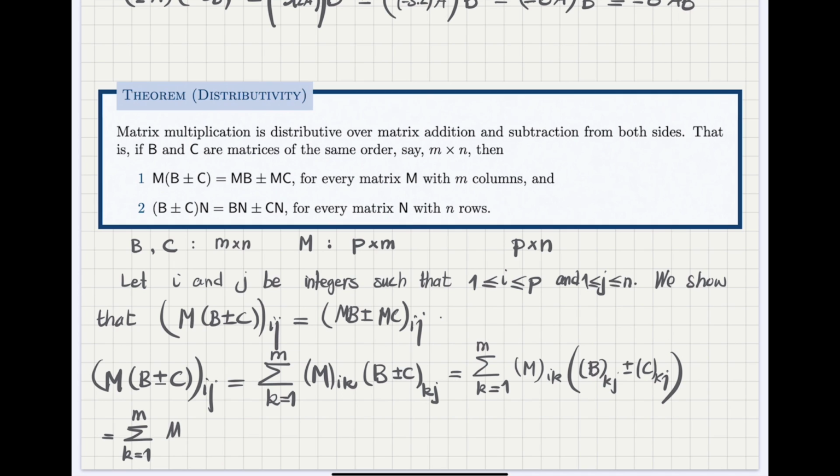So what happens is M ik multiplied by B kj plus or minus M ik C kj. Yes, hopefully I can fit it here. And then I use a sigma property. I have addition or subtraction of two expressions under the sigma notation. We know from the properties of sigma I can decompose it into two sigmas, yes? So it becomes the sigma of the first one plus or minus the sigma of the second one.